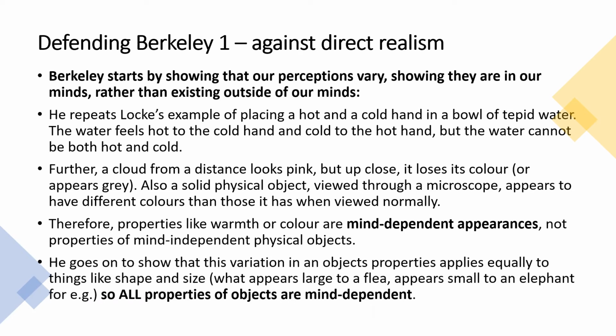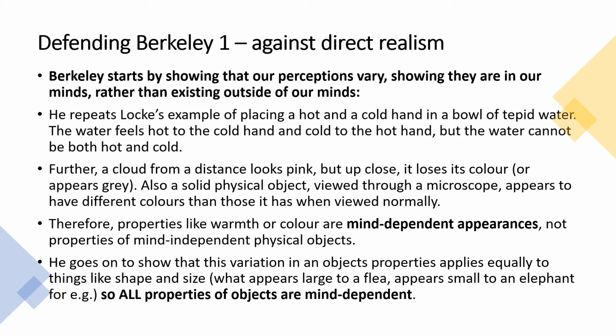He then uses this to go beyond what Locke argues and says that actually this variation in an object's properties applies to all of their properties. So it applies equally to things like shape and size, things that Locke believed were primary qualities or mind-independent qualities. Berkeley wants to say that this shows that actually there's no such thing as a mind-independent quality. All of the properties of objects are mind-dependent. And he uses the example of, for instance, size. What appears large to a flea appears small to an elephant. So size is not mind independent.